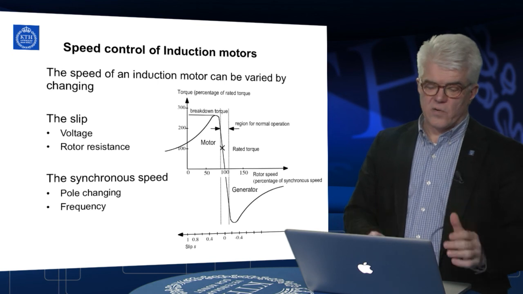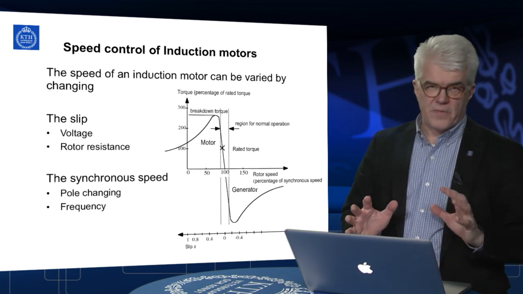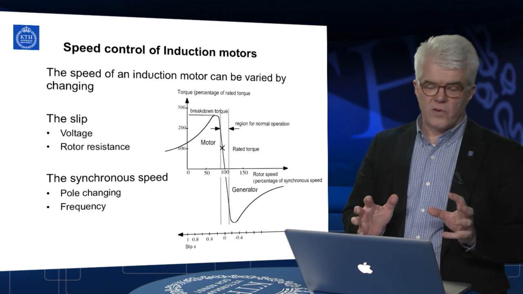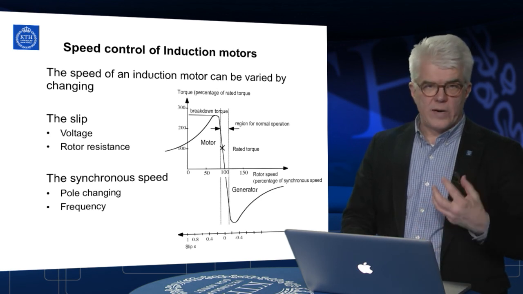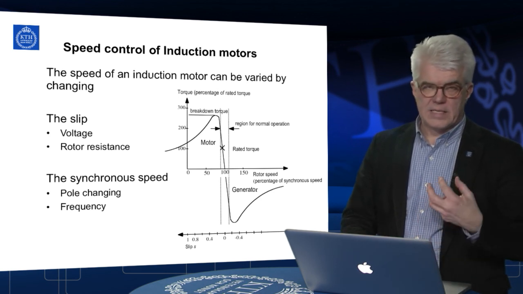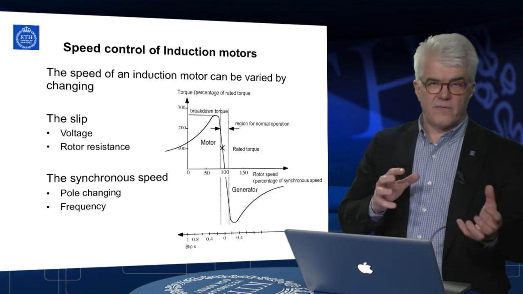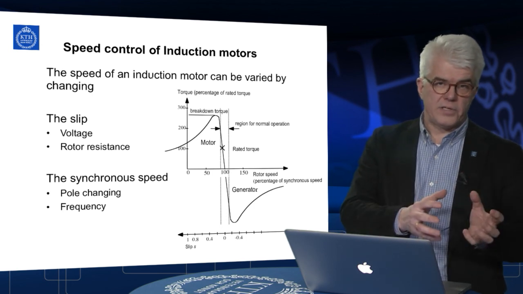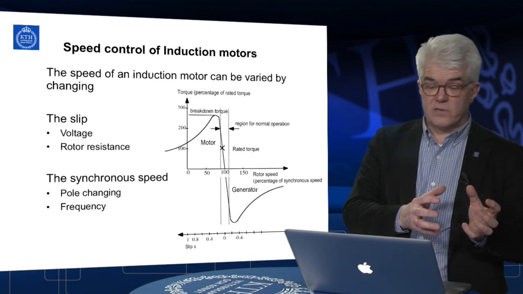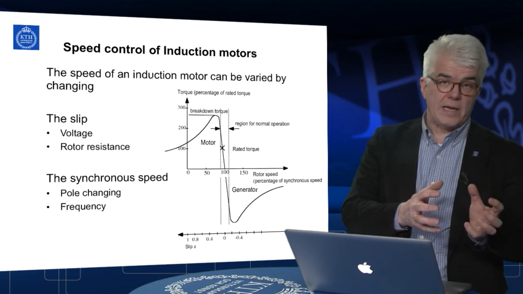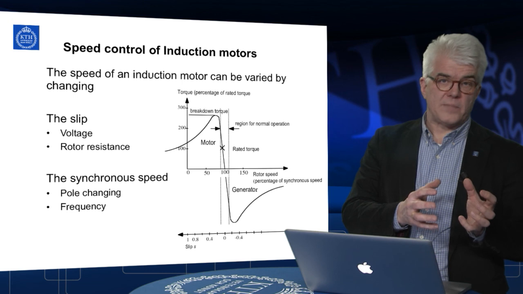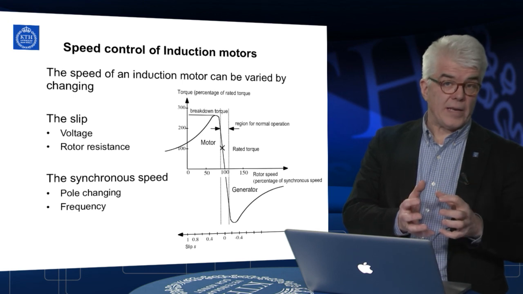To summarize the speed control, there are a few different methods you can use, but in principle only one that is practically possible to use, and that is changing the frequency and the voltage of the applied voltage in order to change the rotating or the synchronous speed of the motor, and thus be able to control the rotor speed as well.